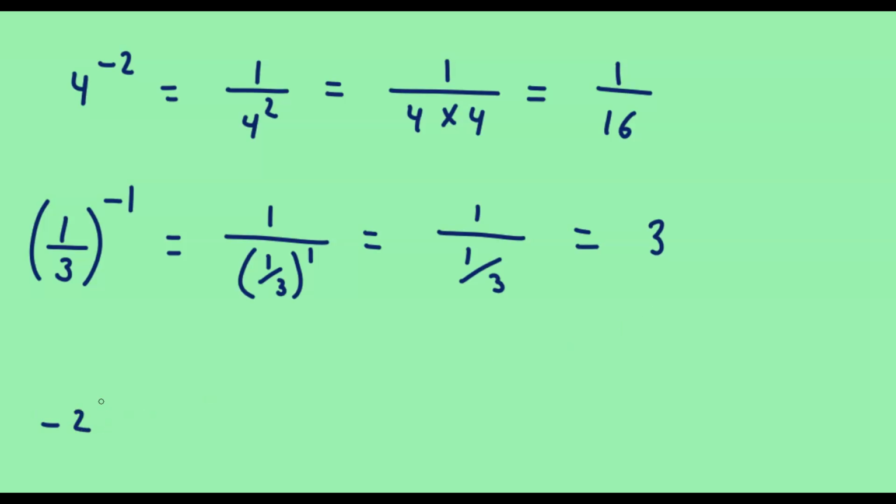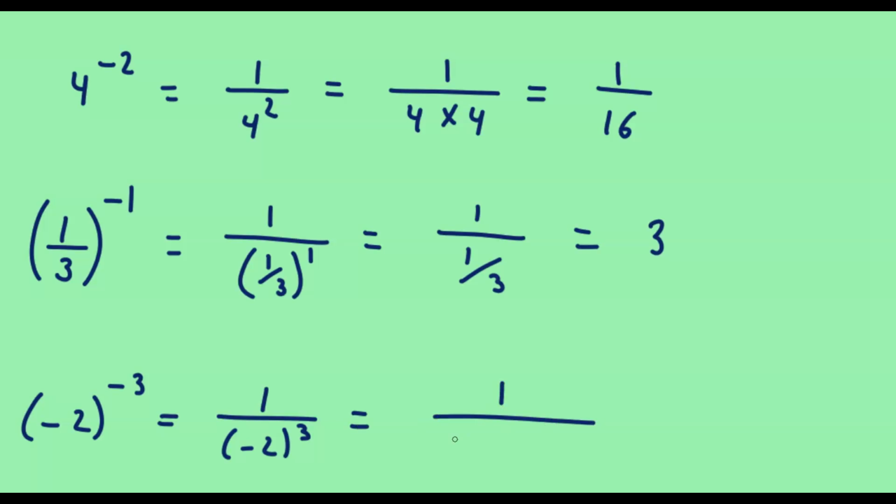Let us consider another example. Let us consider negative 2 raised to the power of negative 3. And this is 1 divided by negative 2 to the power of 3. And this will be equal to 1 divided by negative 2 multiplied by itself 3 times. So we end up with 1 divided by negative 8, and this is just negative 1 divided by 8.